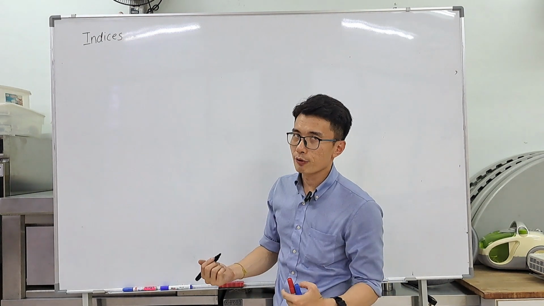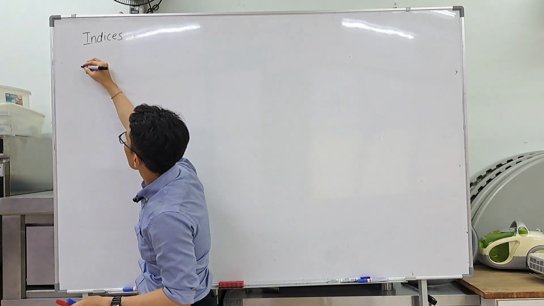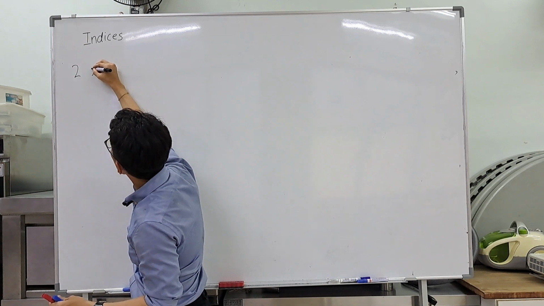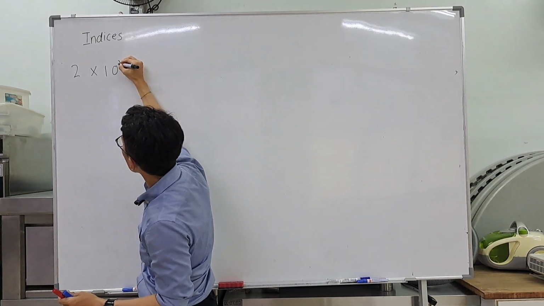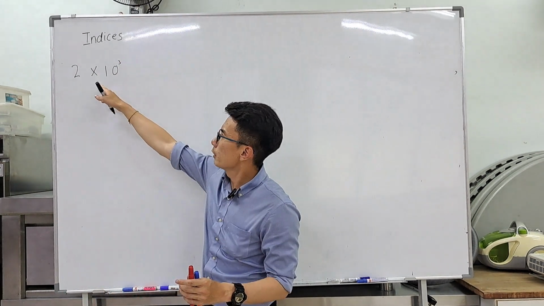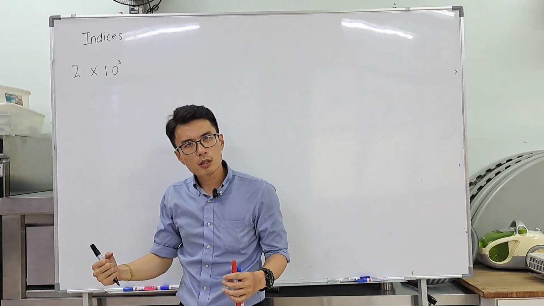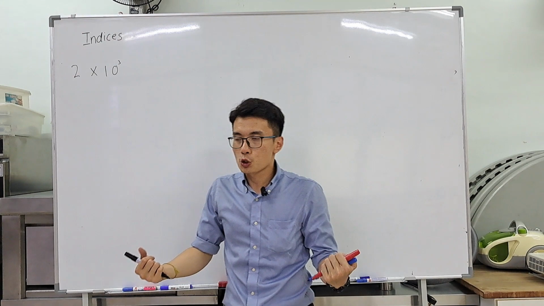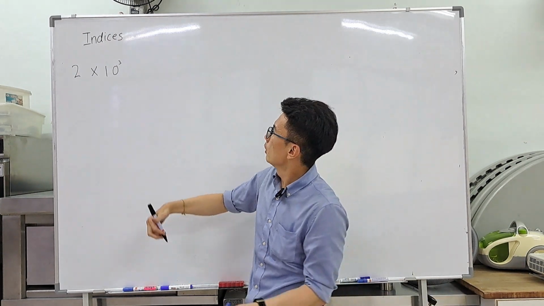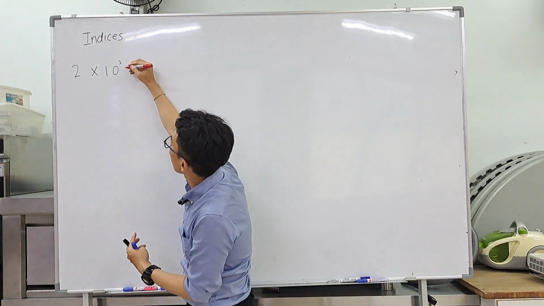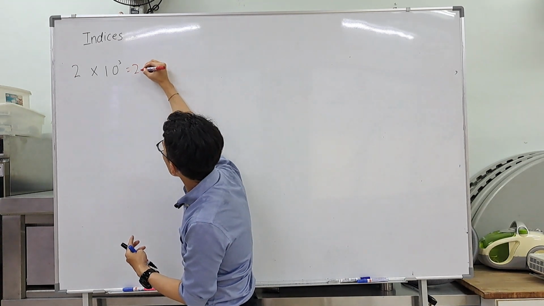Before I write down the first rule, let's build up to it first. Let's just say I have a question over here: 2 multiplied with 10 to the power of 3. Now take a look at this standard form. If I multiply two numbers, not surprisingly I should get a big answer. So in this case, I will get 2000.